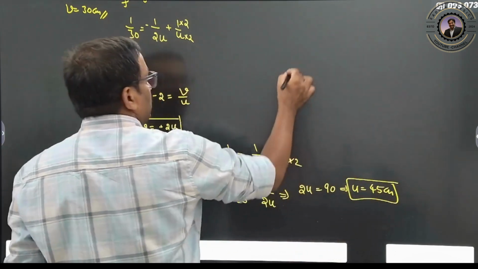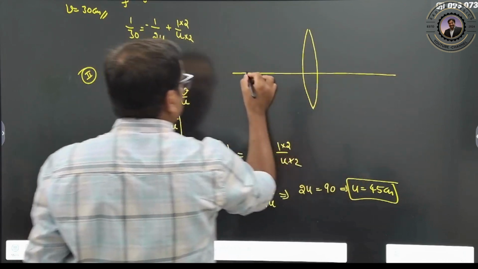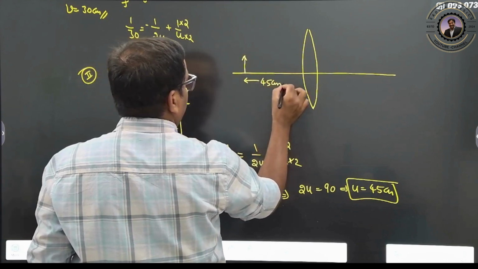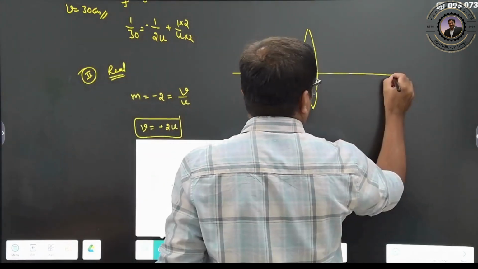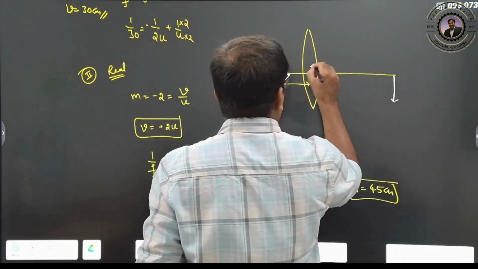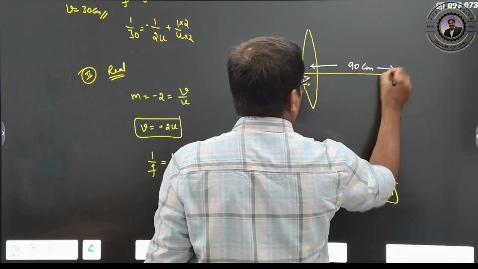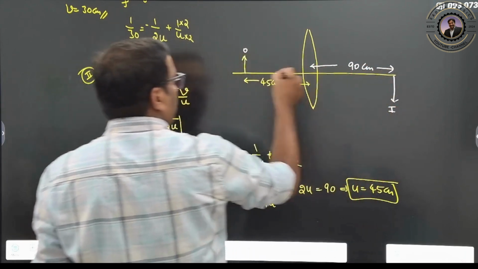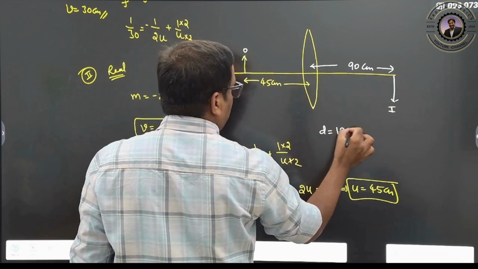So that means this side is your object, therefore it will be 45 centimeter. Where will the image be created? Double of this one, therefore 2u, it will be 90 centimeter. They are asking the distance between the object and the image. Therefore 90 plus 45, so d can be written as 135 centimeter.